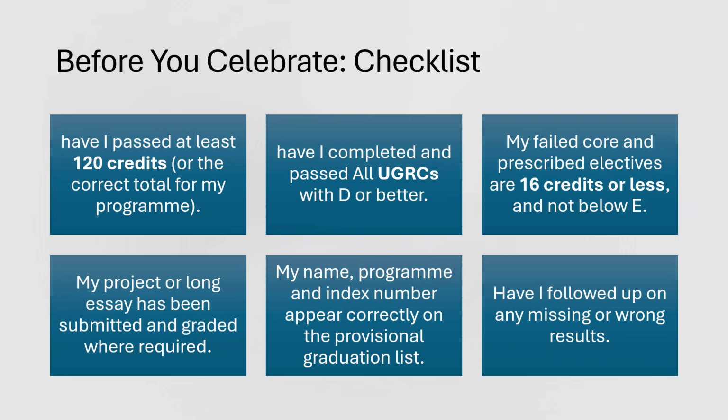So that is it. And then also, if you're doing the thesis, you have to make sure that your project or your thesis has been submitted and graded, which is required. You can also check that your name, the program, and index number appear correctly on the provisional graduation list. That will come out. A link will be made available, and then you can see all that in due time. And then, have I followed up on any missing or wrong results?